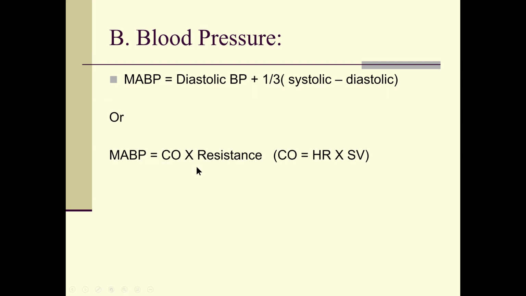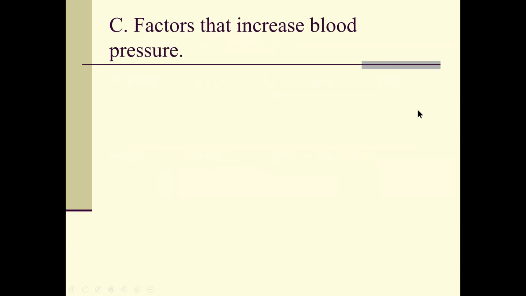Or you can do it by cardiac output times resistance, but most people don't know the resistance in the system. So this is a good ballpark figure to use if they ask you for the mean arterial blood pressure. Pulse pressure is just systolic minus diastolic. Mean arterial blood pressure is your diastolic blood pressure, which is your bottom number, plus 1/3 the difference between your systolic minus diastolic, which is the pulse pressure. So you just add those together and that gives your mean blood pressure.